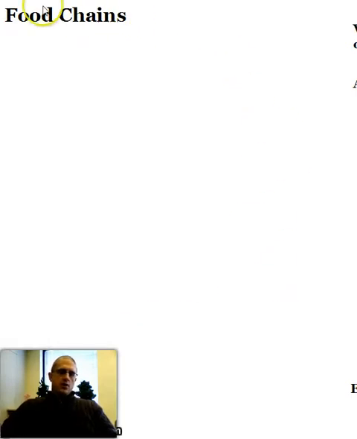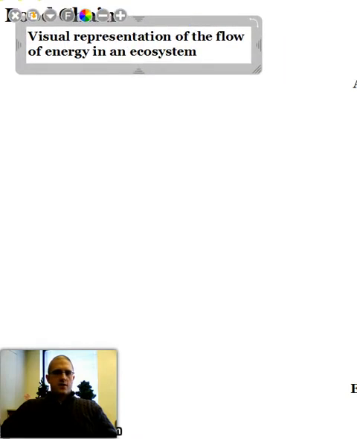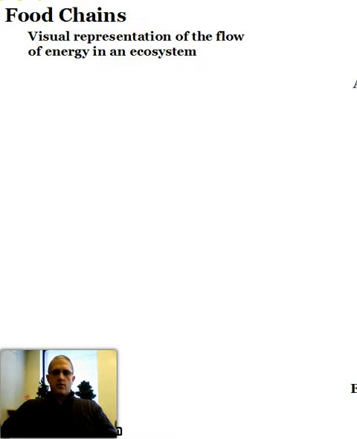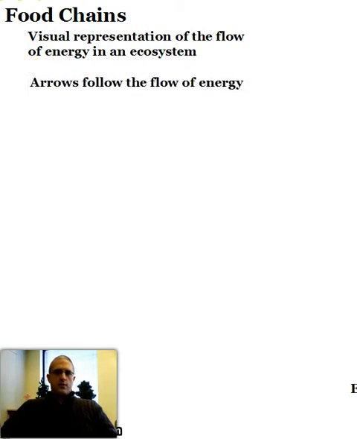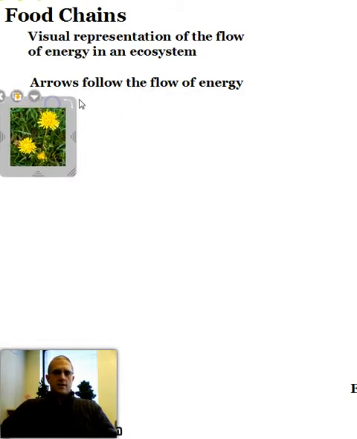Now, that flow of energy is going to be represented in something we call a food chain. The food chain is our visual representation of that flow of energy within an ecosystem, and we are going to use some arrows. I showed you that already, that these arrows follow the flow of energy. So let's go ahead and make up an example of a food chain. As we said before, food chains have to start with something that takes in that solar energy. I'm going to choose the dandelion because I had a picture of a dandelion from before, so we'll start with the dandelion as our example of a producer.